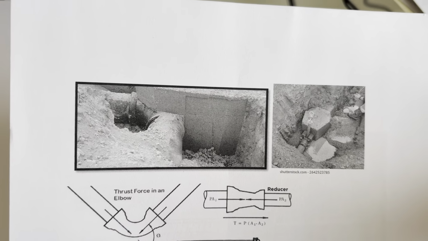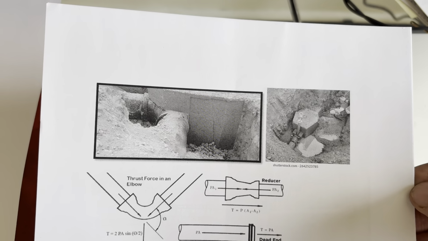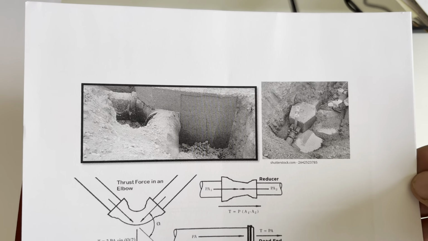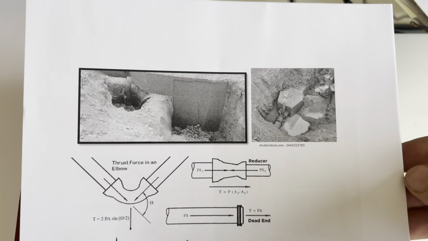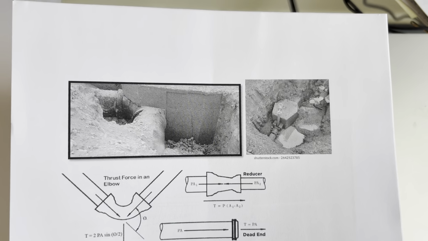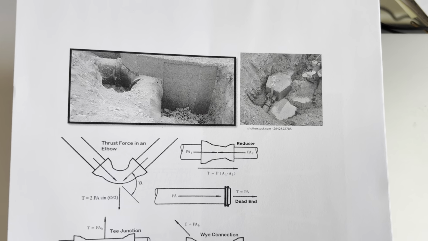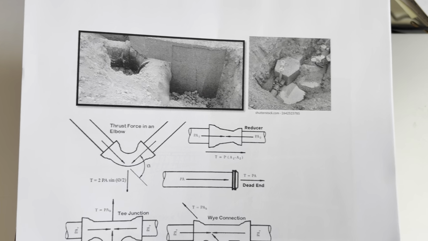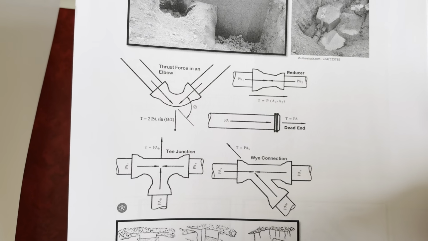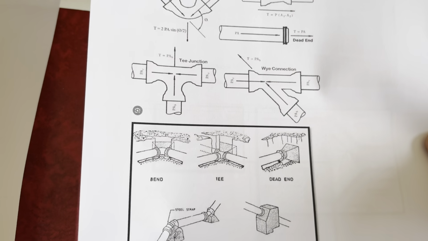The right side is a dead end in a pressurized system, and the left side is like a 90-degree bend, where we have changes in the direction of the fluid or flow, and we need to take care about the pressure and the thrust load to avoid any damage to the pipe and movement. So again, different situations: bend, reducer, dead end, T-junction, and Y.